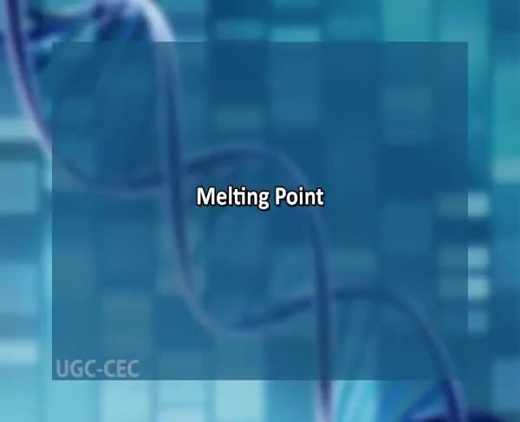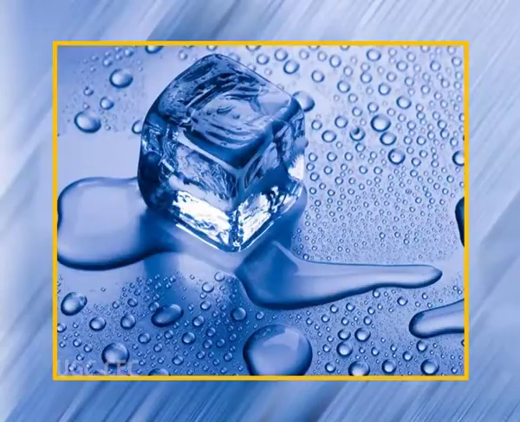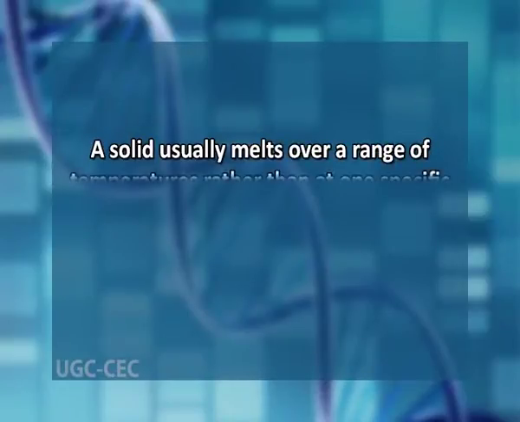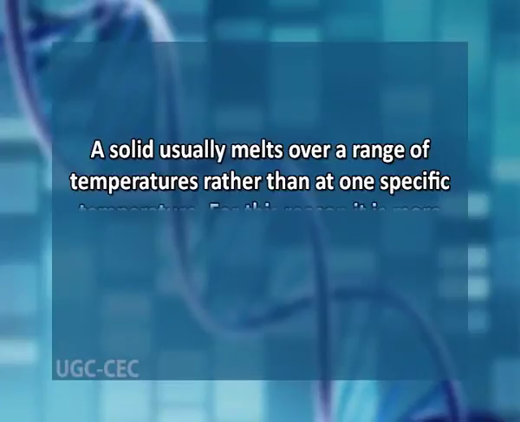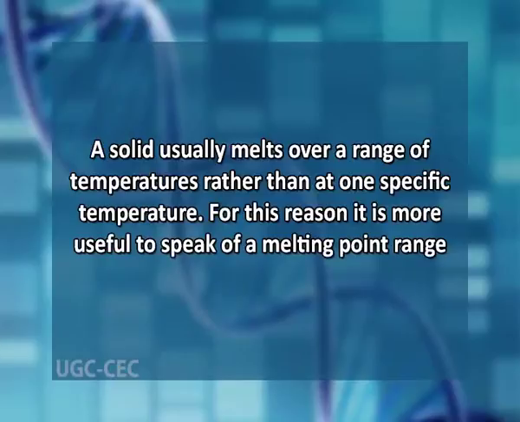Now coming to the melting point, the temperature at which a solid melts is known as the melting point of that substance. The melting point is a physical property of a solid and can be used to help identify a substance. In practice, a solid usually melts over a range of temperatures rather than at one specific temperature. For this reason, it is more useful to speak of a melting point range. Although the term melting point is usually used, what is meant is melting point range.